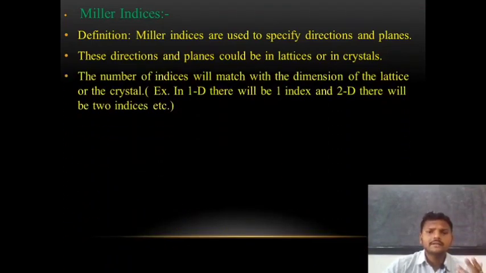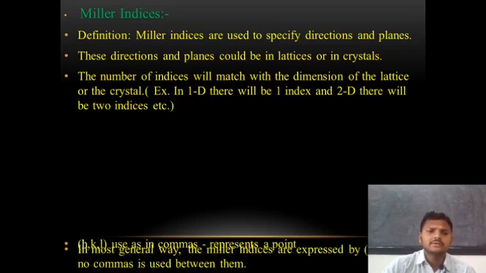The number of indices will match the dimension of the lattice or the crystal. For example, in one dimension there will be one index, and in two dimensions there will be two indices.